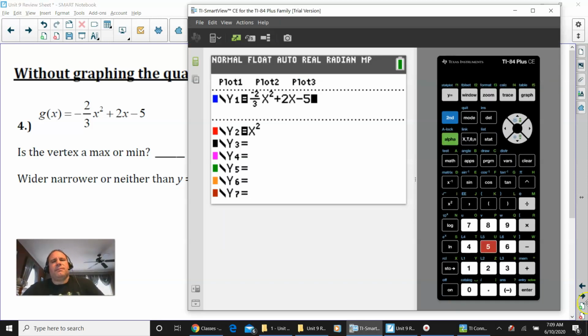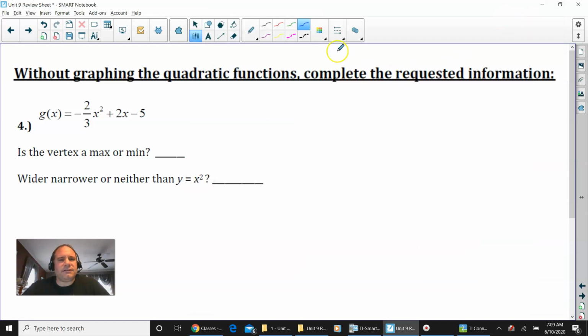By the way, remember to press alpha X for that shortcut to the fraction symbol to put it into the calculator. I have negative 2 over 3 x squared plus 2x minus 5. Even without graphing this, I told you that anytime you have a negative coefficient in front of the x squared, that is going to give you a parabola that is facing down, and that is going to be a max.